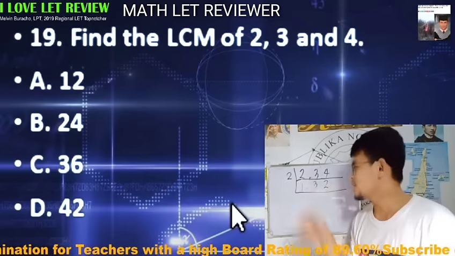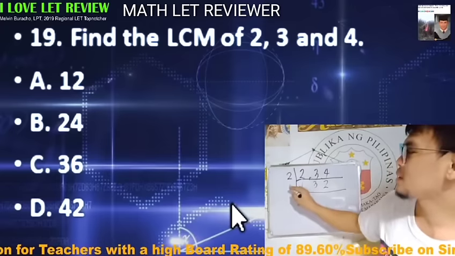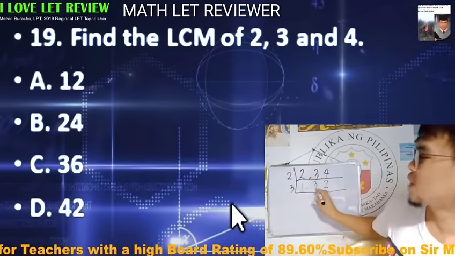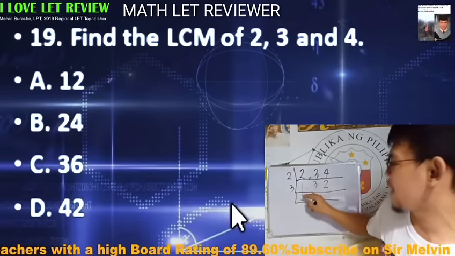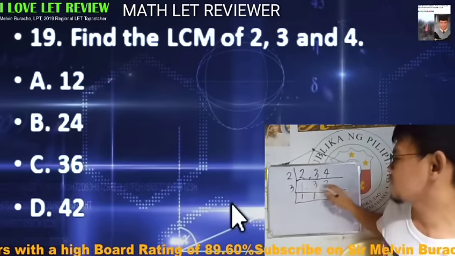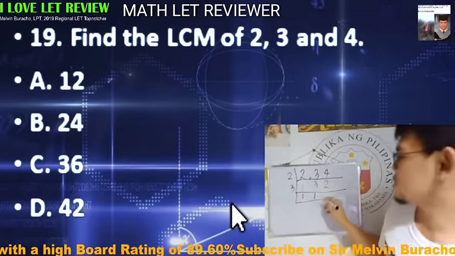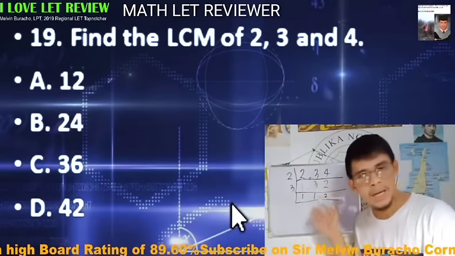Ito na lang po. Si 3, ano po bang kaya nating i-divide kay 3 para magiging 1 siya? 3, di ba? So, 3 divide 3, that's 1. So, i-copyahin nyo lang po itong 1 here. And then, 3 divide 3, that will also be 1. And of course, 2 divide 3, that cannot be. So, you just have to copy 2 here. Okay? So, meron pa bang hindi 1 dito?